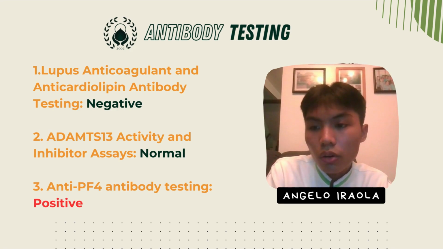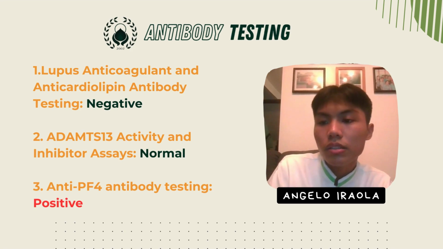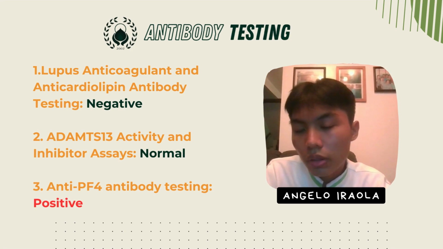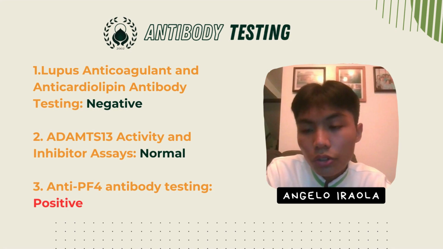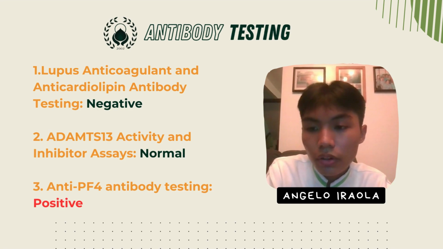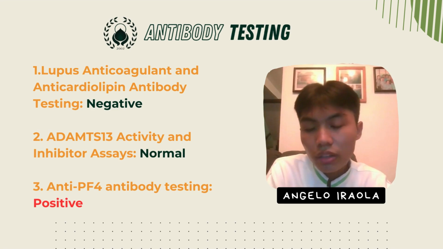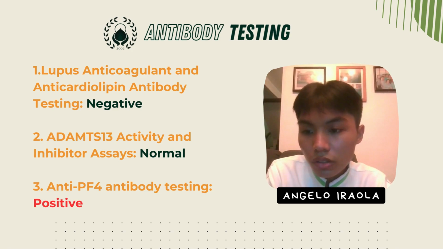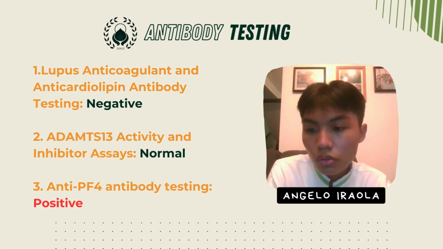For the result of ADAMTS13 activity and inhibitor assays, it was normal, and by that we can rule out the possibility of TTP, or thrombotic thrombocytopenic purpura. ADAMTS13 is an enzyme involved in the breakdown of a protein called von Willebrand factor, which helps regulate blood clotting. For the result of anti-PF4 antibody testing, it is positive and it is highly suggestive of the presence of heparin-induced thrombocytopenia.